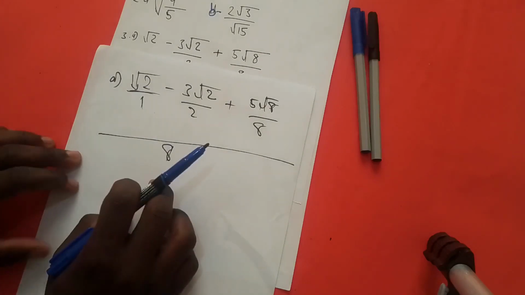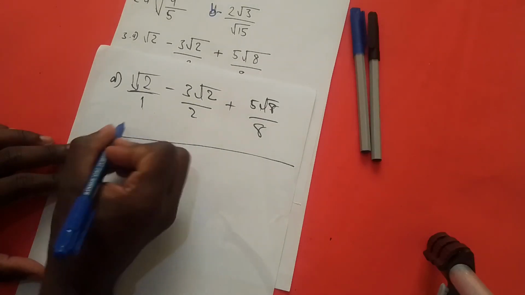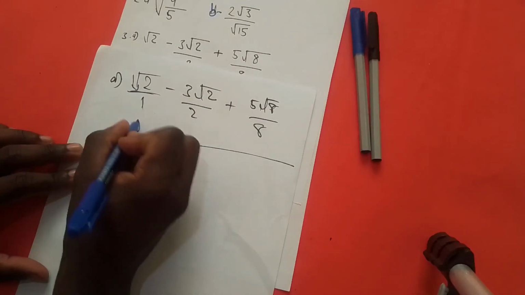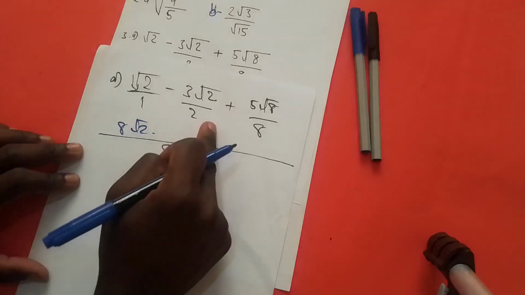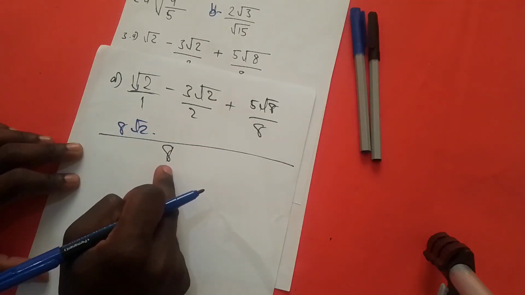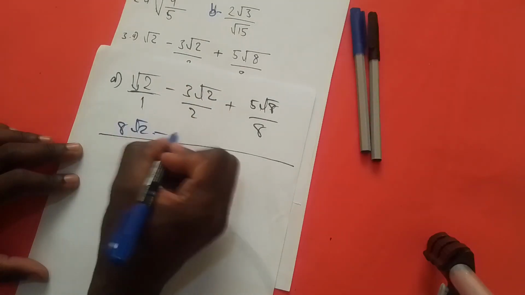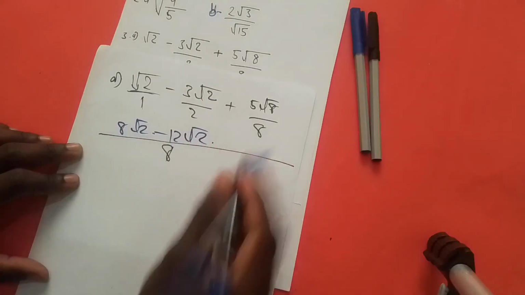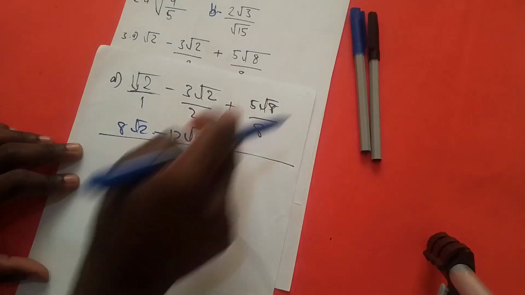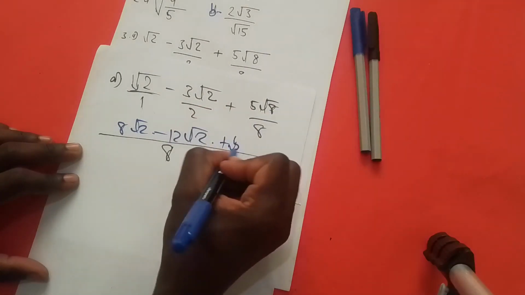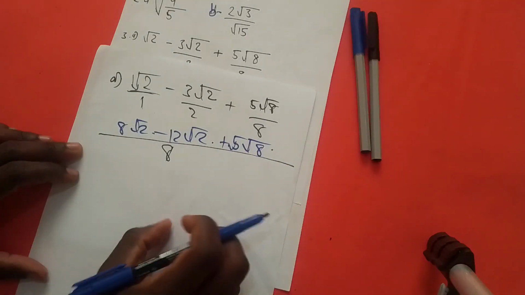So therefore, 1 into 8 is 8. Therefore, 8 times root 2 is equal to 8 root 2, right? Then 2 into 8 is 4. 4 times 3 is 12 root 2. Then 8 into 8 is equal to 1. 1 times 5 is just equal to 5 root 8, right?